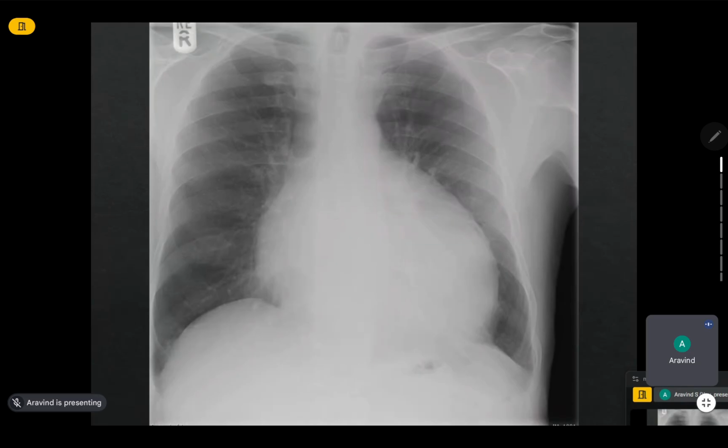Next, pericardial effusion. In pericardial effusion, you can see that there is a globular enlargement of the heart. It is round in shape. It is called the water bottle sign. You can see a globular enlargement of the heart. So it is indicative of pericardial effusion.